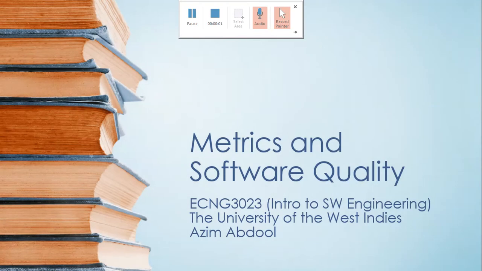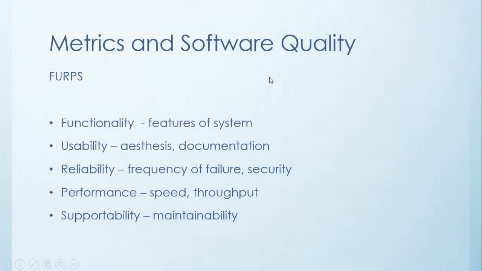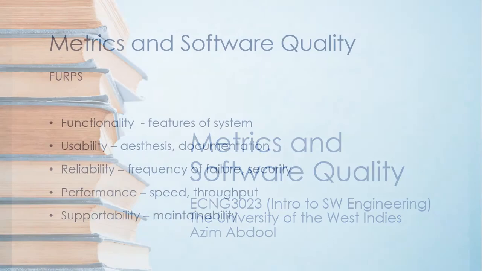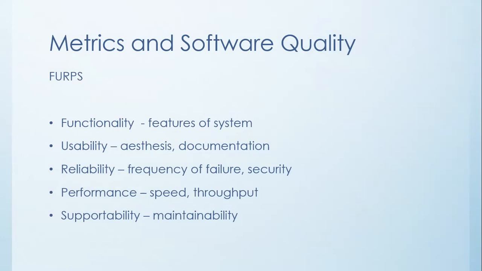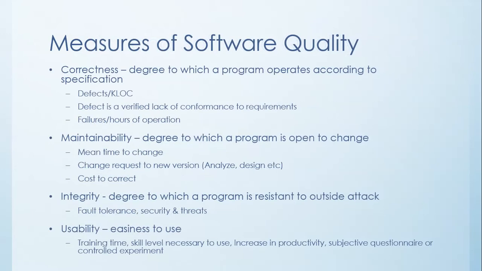Okay, in this particular video, I'm going to talk to metrics on software quality. So this talks to the functionality or the features of the system, the usability, the aesthetics and documentation, the reliability, the frequency of failure and security, the performance, the speed and throughput, and the supportability, such as the maintainability. Here are some example measures that we could actually use for software quality.